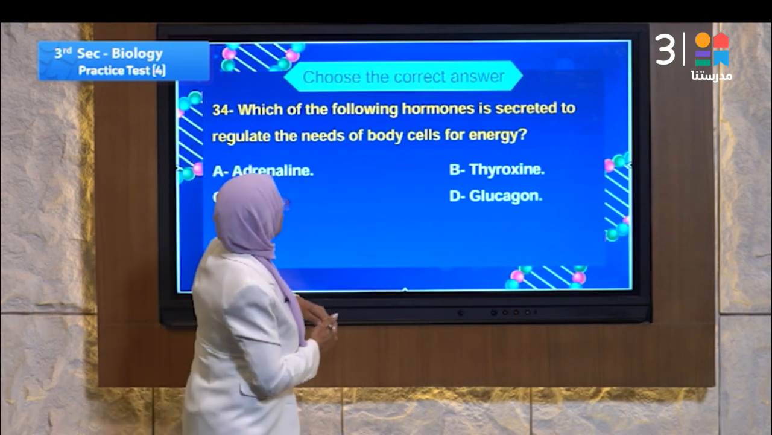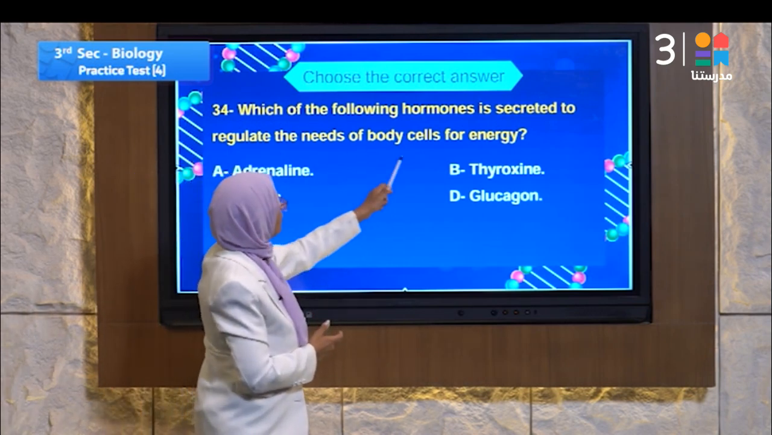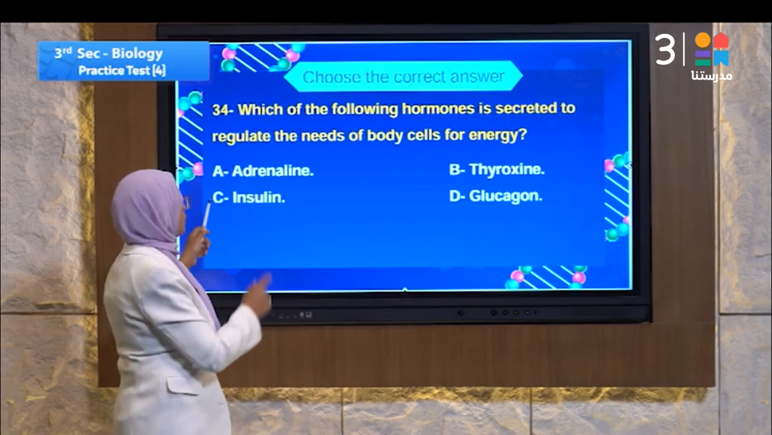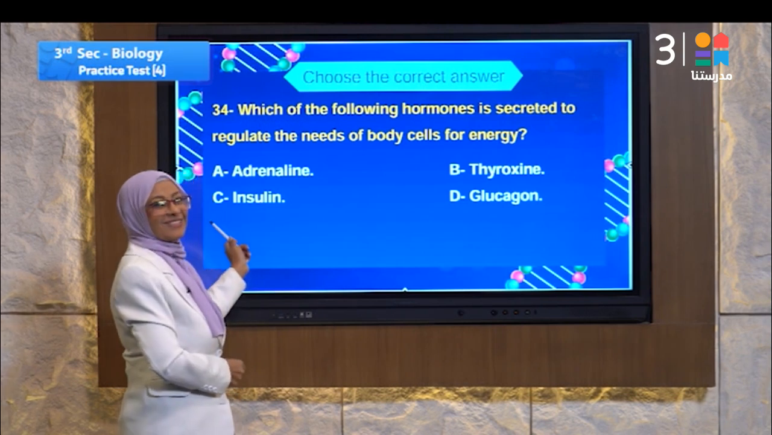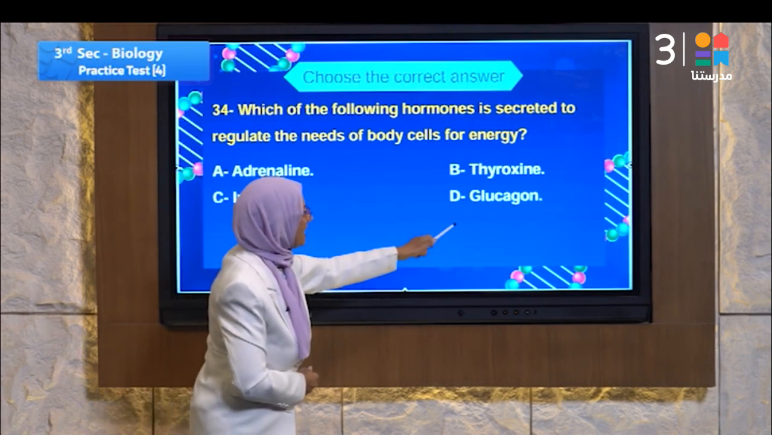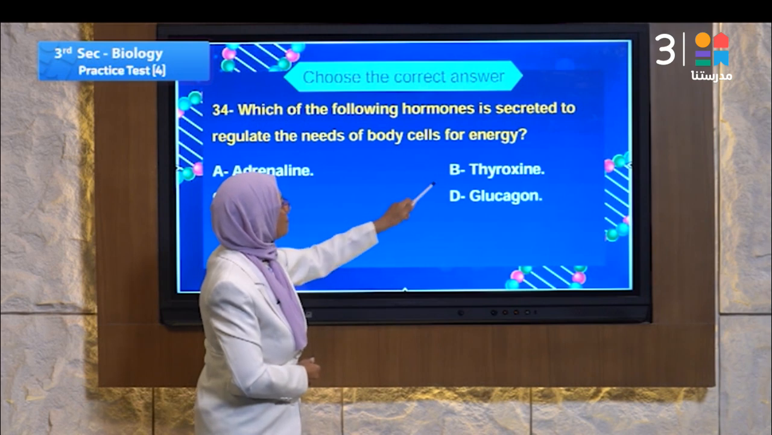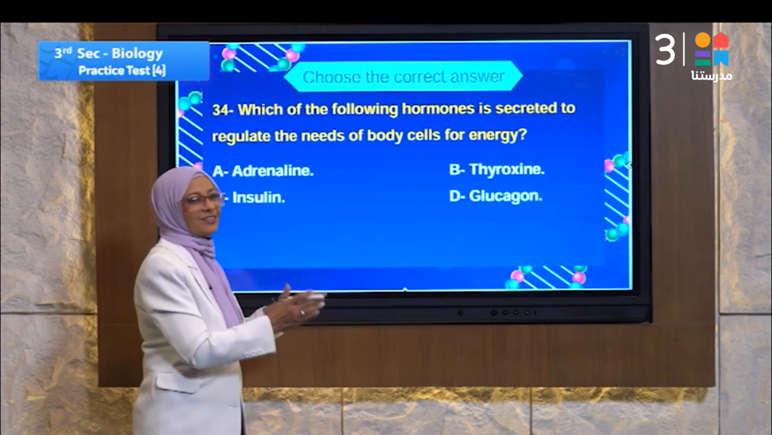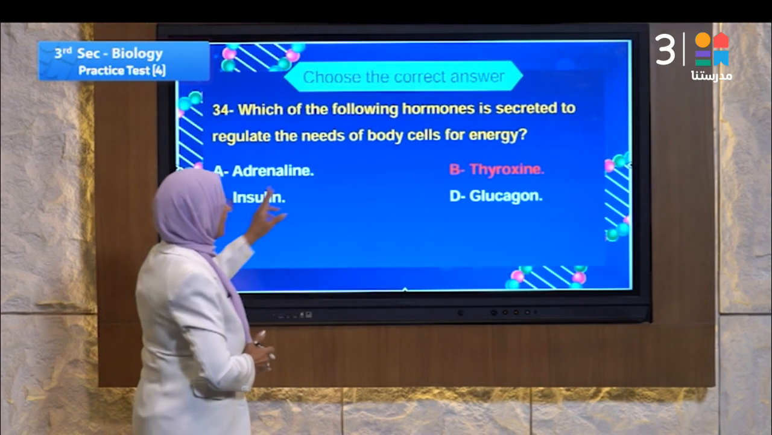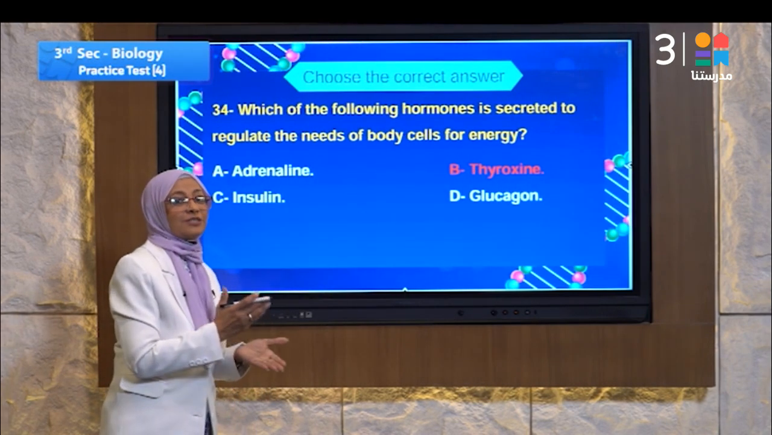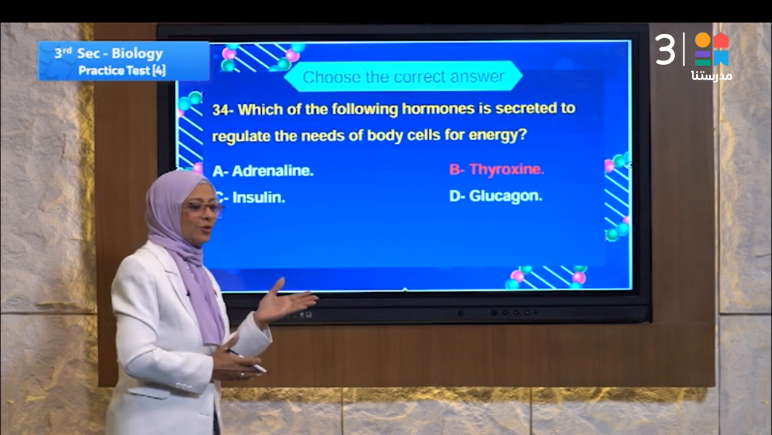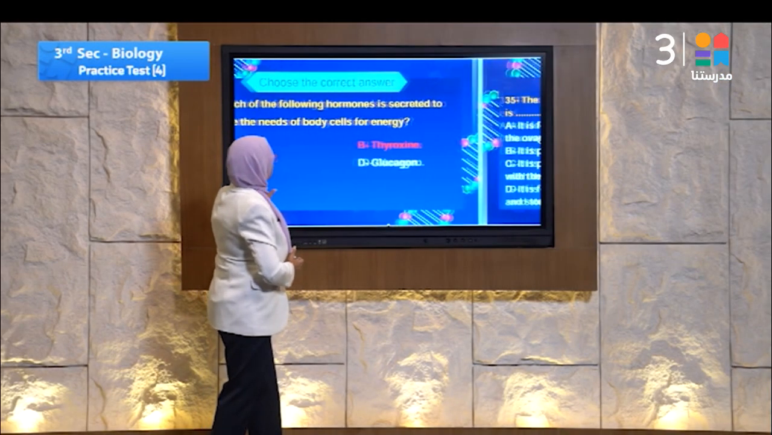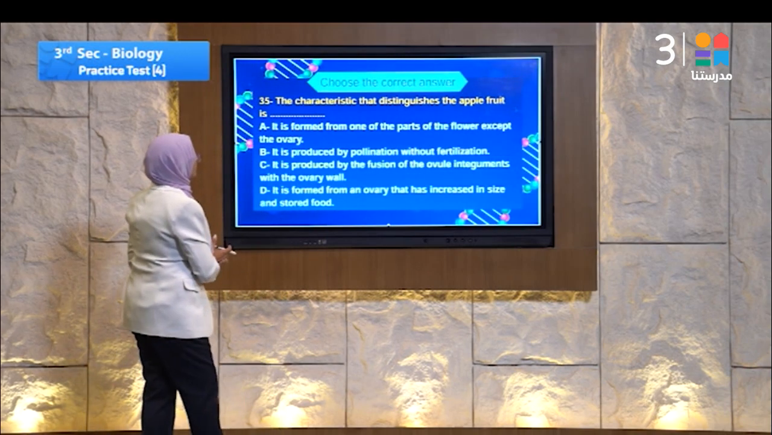Which of the following hormones is secreted to regulate the needs of the body cells for energy? Number A, adrenaline. It's not for energy. Number C, insulin. Number D, glucagon. Number B is thyroxine. It must be thyroxine. I kept it for the last choice. It's thyroxine, because the thyroid gland is responsible for turning food into energy or food into building material.